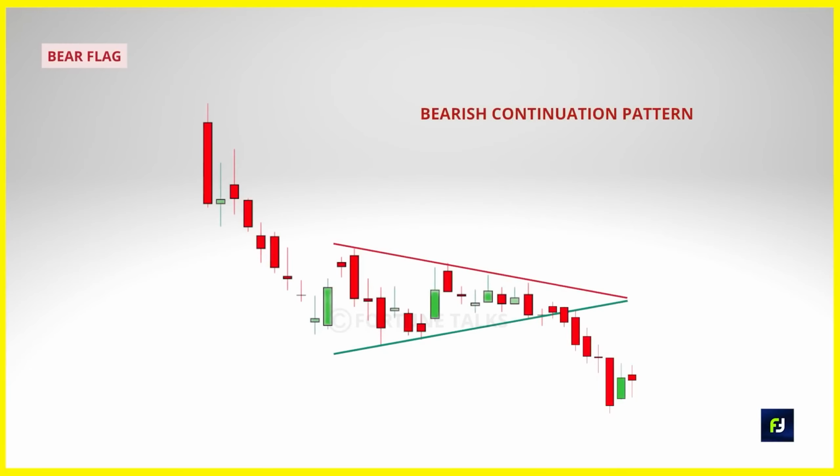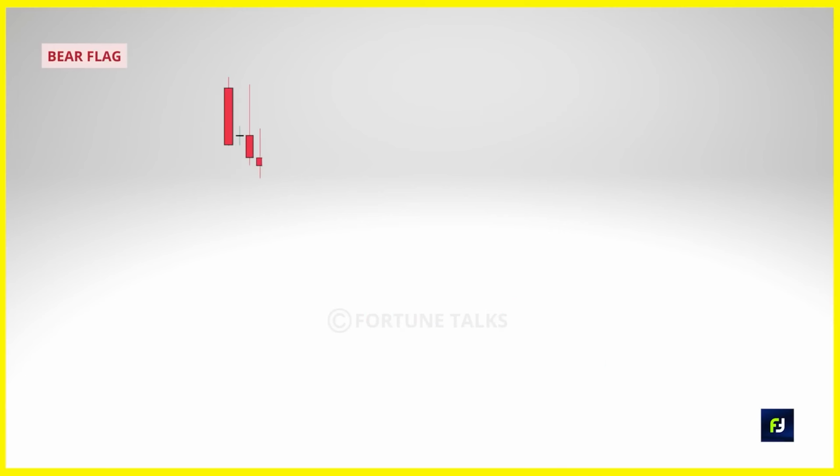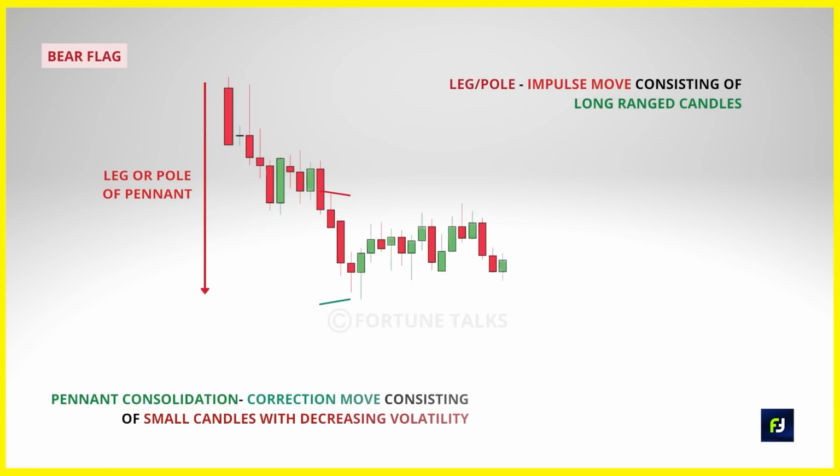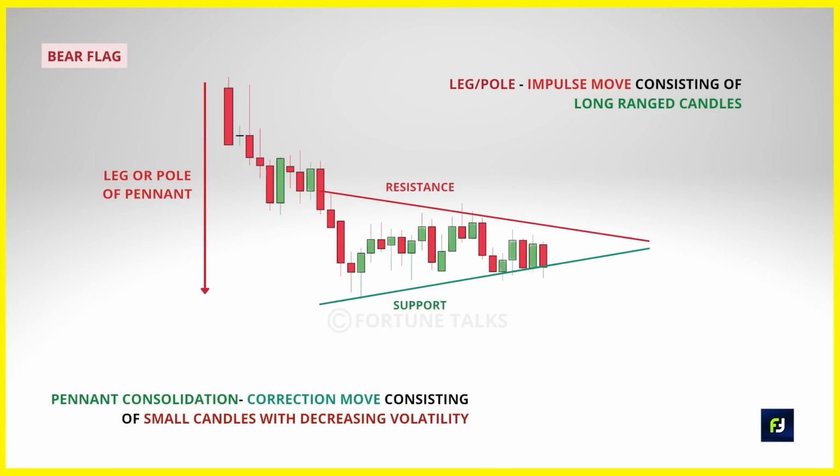I won't go into all the details of a bear pennant. This is exactly the opposite of bull pennants. It is a bearish continuation chart pattern. It has a leg comprising of impulse candles with a strong bearish body, followed by a tight consolidation associated with smaller candles and a contraction in volatility. We expect the price to break out explosively below the trendline support level and continue with the trend.